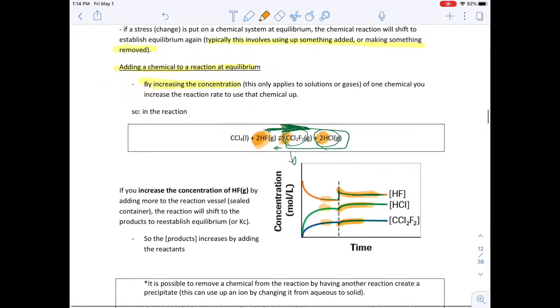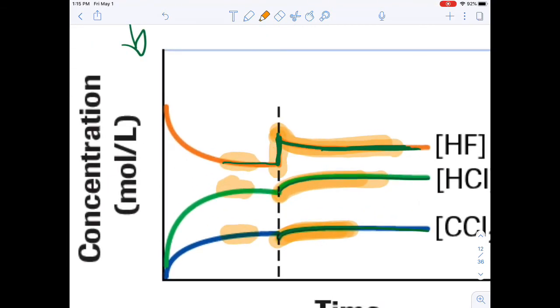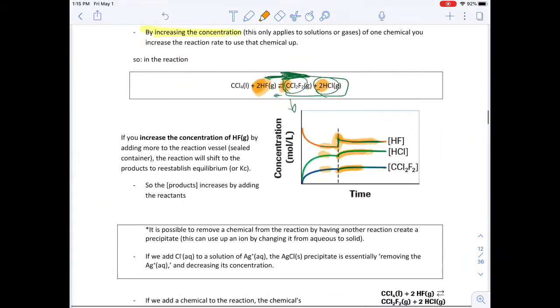So anytime we add a chemical that is in the gaseous or aqueous state, as long as it's got a molar concentration, we need to use that chemical up that was added. And in a graph, it's going to look like a sudden change of one chemical that goes up.